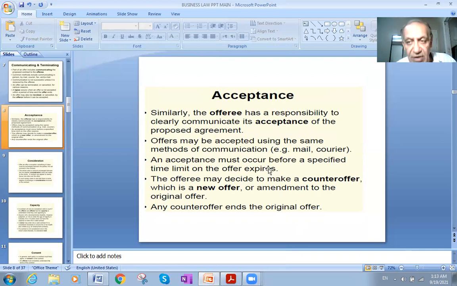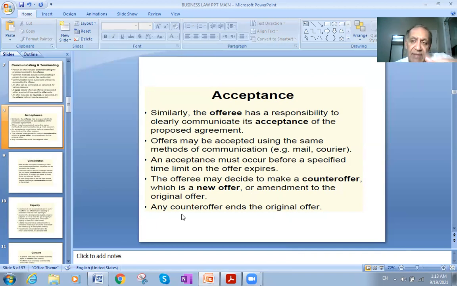Before the offer expires, the offeree may decide to make a counter offer. So what do we mean by this? The offeree may decide to make a counter offer, which is a new offer or an amendment to the original offer. So he might adjust. He might say, no, not 20%, why don't you give me 30%? Instead of 20%, I need a 30% discount. It's the buyer talking to the seller.